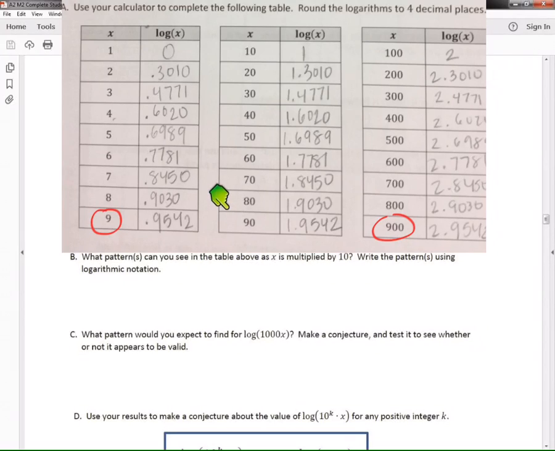So to get the 90, we multiply it by 10 once. To get to 900, we multiply it by 10 twice. Do you guys see that? You see how we got the 2? Because we multiplied the 9 by 10 twice.